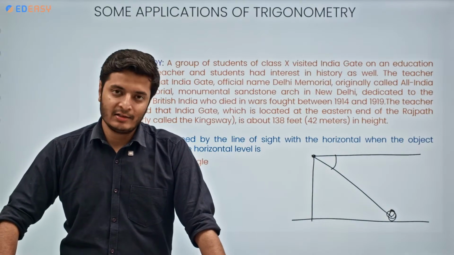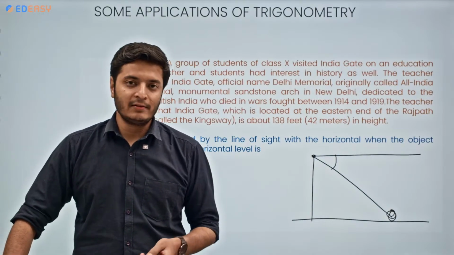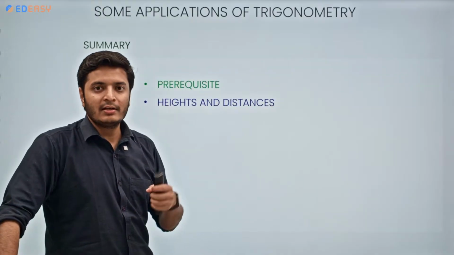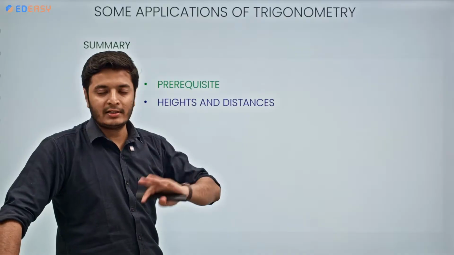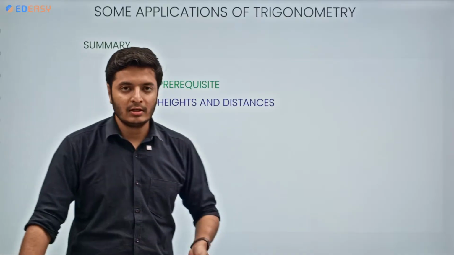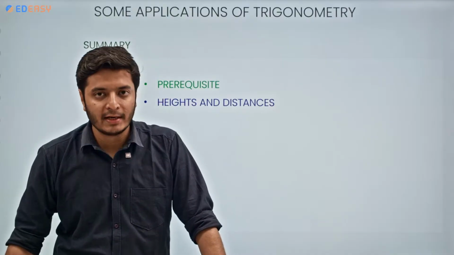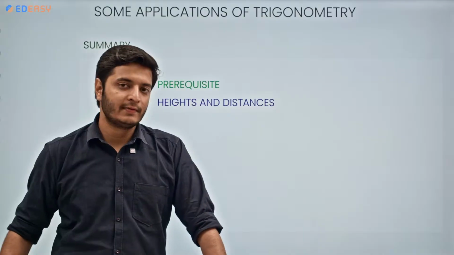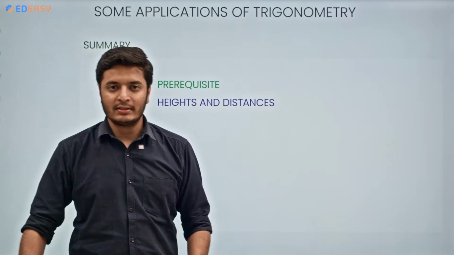Let's summarize this chapter. We have seen the prerequisite where we talked about the trigonometric ratios and everything from the previous chapter, and then we understood the concept of heights and distances, different terminologies, and how to solve different problems. So yes, we are done.